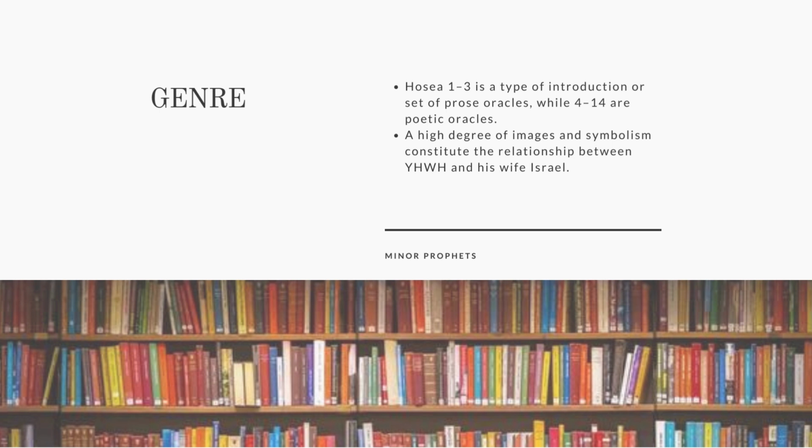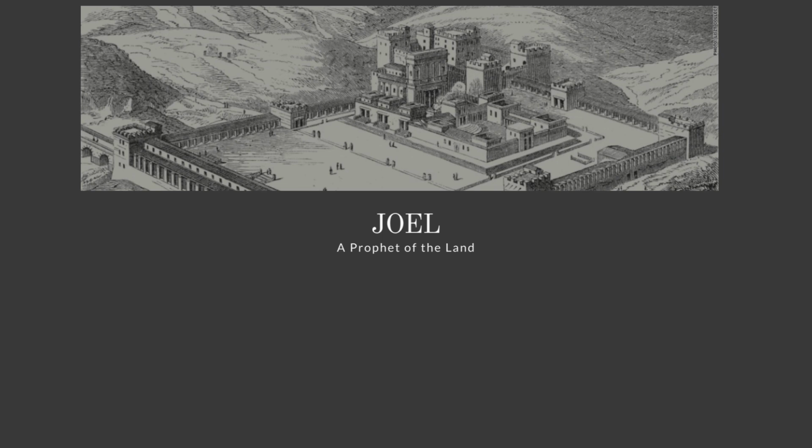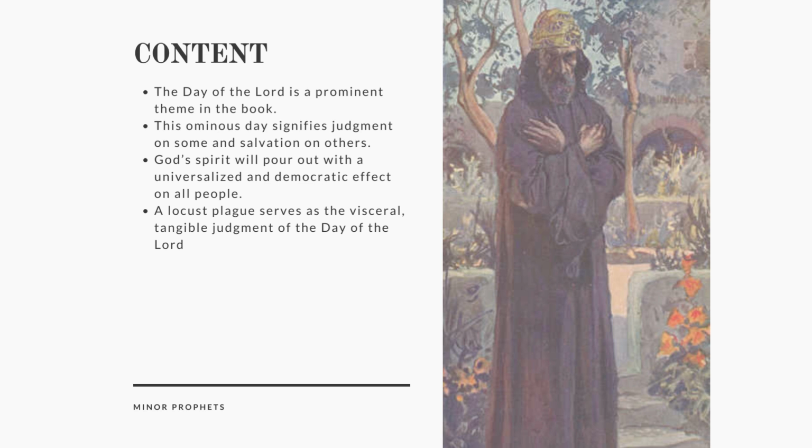The genre: Hosea 1 through 3 is a type of introduction. It is setting the stage. It is a prose oracle. And then 4 through 14 are poetic oracles. There's a high degree of imagery and symbolism that constitutes the relationship between Yahweh and his wife Israel. And that is coming through the marriage, the connection of Hosea and Gomer, illustrating that imagery and symbolism.